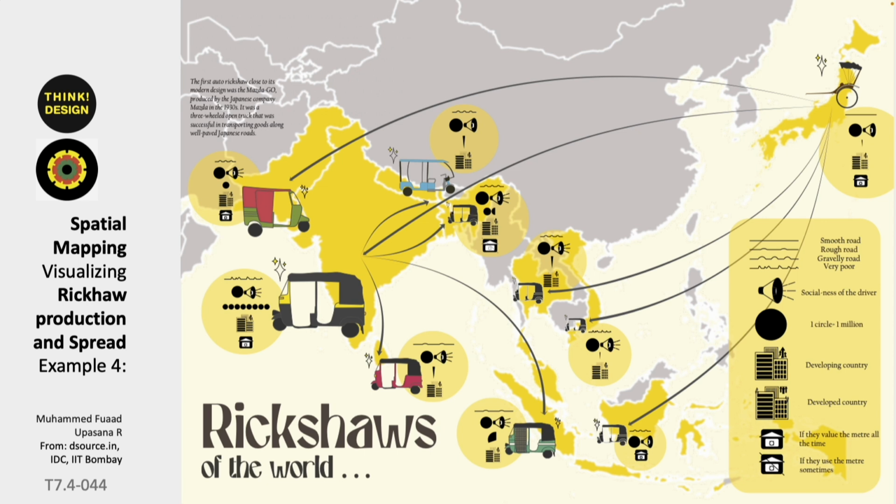It's used in Sri Lanka, yeah, it's used in Nepal. Yeah, so you can see that it has come from somewhere and then it goes to many places, and there's a bit of transformation in the way the auto rickshaws also look. Okay, so this is a very spatial mapping of the journey of auto rickshaws and how they are being used in different parts of the world.